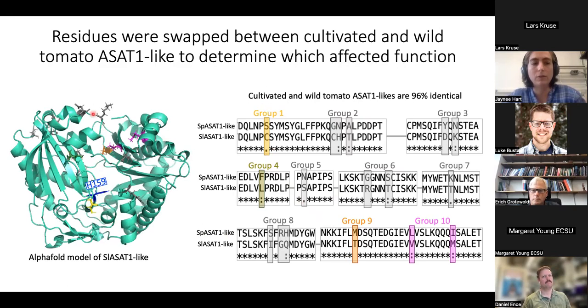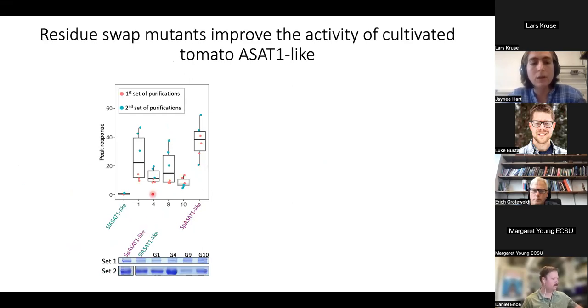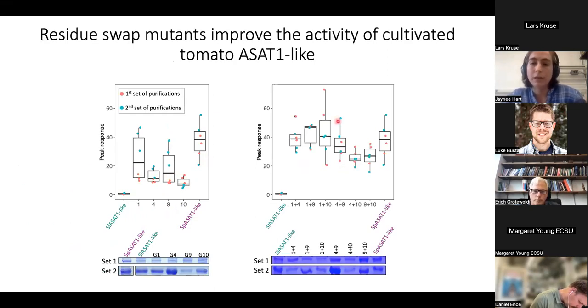The ones that are more distal or on the outside of the protein don't seem to have the same effect on catalytic activity. So when I tested these mutations and their effect on ASAT1-like activity in vitro, I saw that these individual mutations, as I previewed in the last slide, are able to substantially increase the activity of ASAT1-like. It didn't really rescue the activity to the same extent of the wild tomato enzyme, but when I combined these groups of mutations, for example, to make a 1+4 mutant or a 1+9 mutant, those combinations are able to restore the activity to the level of what you see in the wild tomato enzyme.